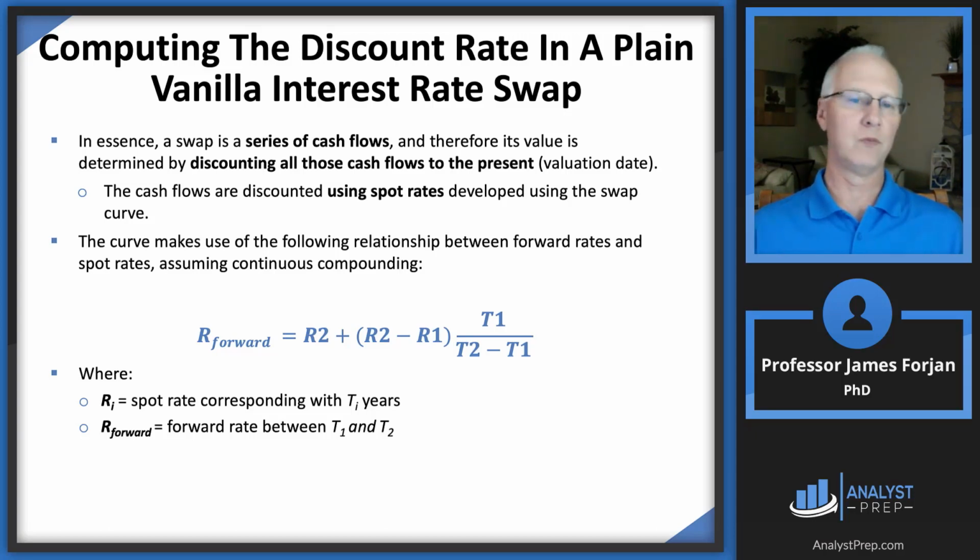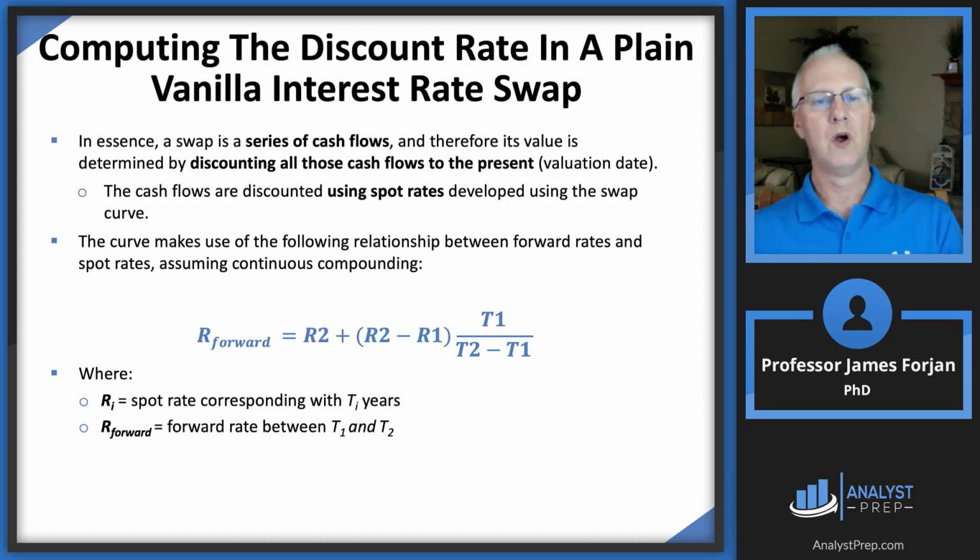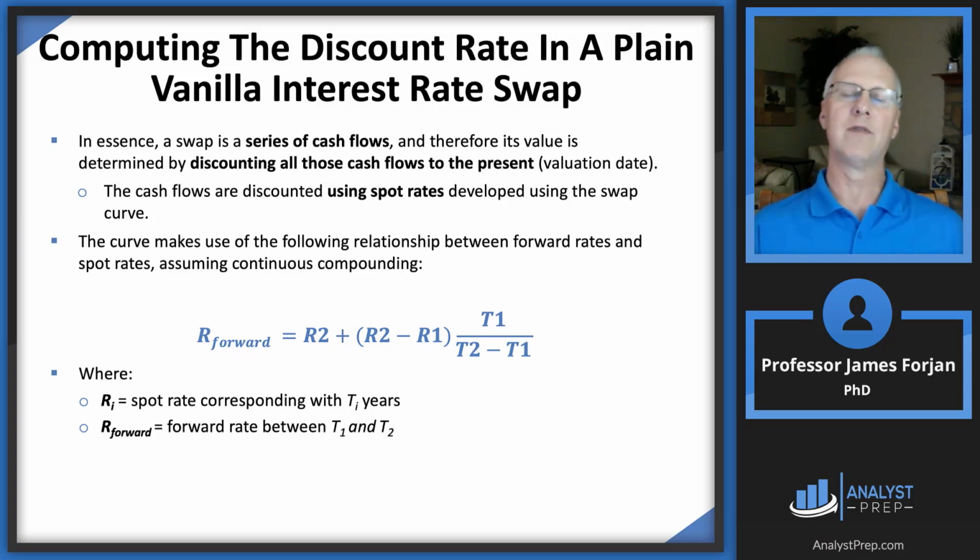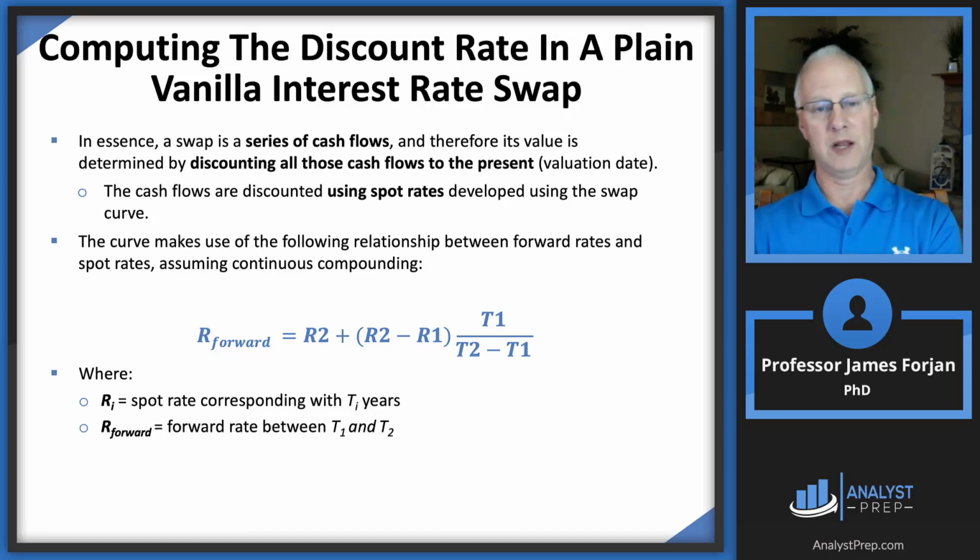Well, of course, the way that we're going to compute the value of the swap is by taking its present value. Now, when we take present value, are we going to use spot rates or are we going to use forward rates? And here's the good formula for the relationship between forward rates and spot rates. So that forward rate is going to be equal to the corresponding spot rate, we'll call that R2, and then we're going to add to that R2 minus R1.